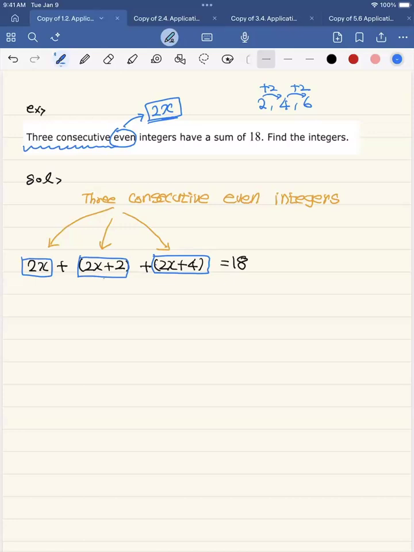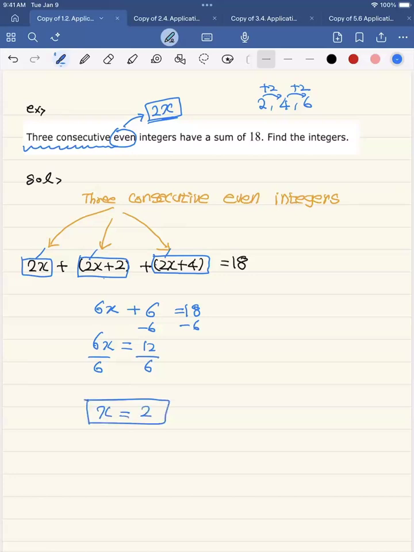And we add them up. Then that becomes 2x plus 2x plus 2 plus 2x plus 4, so 6x plus 2 plus 4, which is 6x plus 6, equals 18. So 6x equals 12. So we divide by 6 on both sides, then x equals 2.